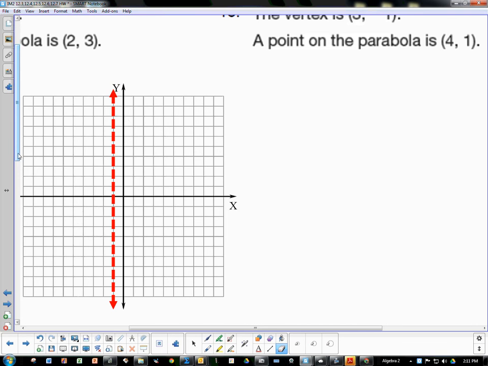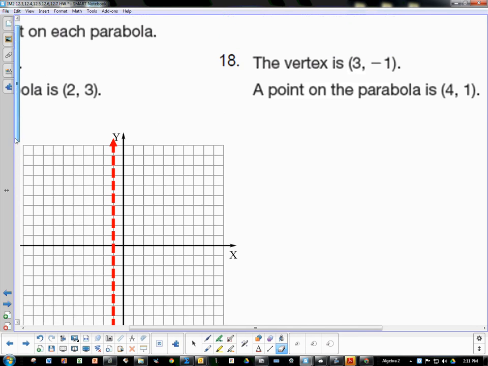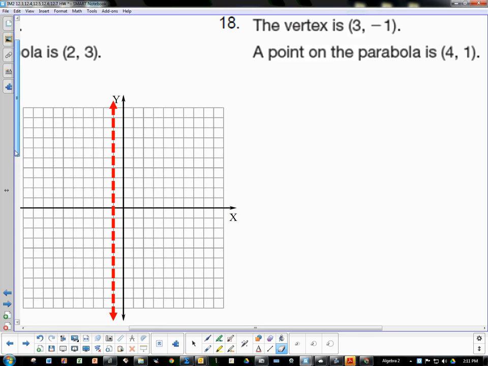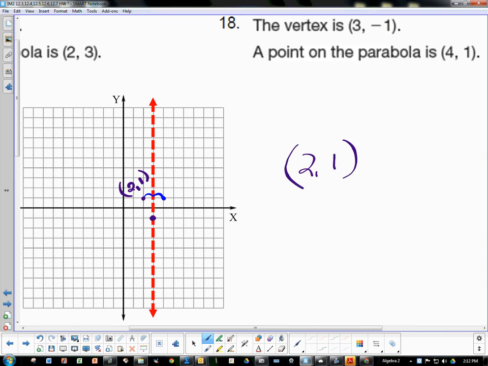All right, our next problem indicates that we are going to be seeking another point, but vertex is 3, comma -1. All right, so 3, comma -1. There's my vertex. Let's move this axis of symmetry over. And they've given me a point 4 comma 1. Here's 4 up 1. So all I have to do is go 1 in the opposite direction, and this point happens to be 2 comma 1. All right, so 2 comma 1.